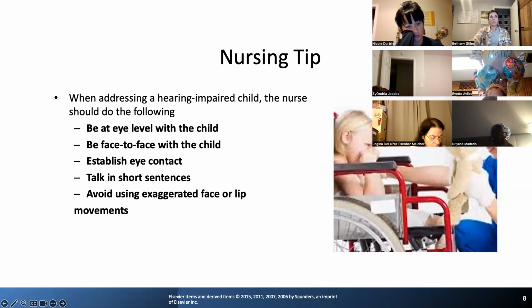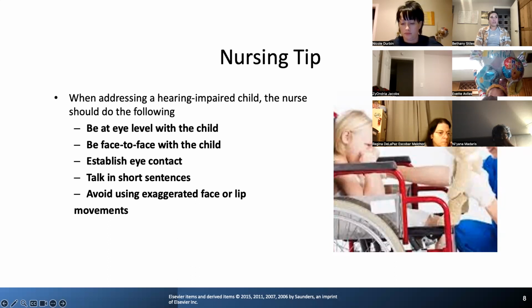Some things to keep in mind: we want to be eye level with the child and stay face to face with them so that they can read our lips if they need to. We want to establish eye contact before we start talking to them to make sure they're actually focused on us and can hear the message we're sending. And we should talk in short sentences. They're going to need some extra time to process, and the opportunity to ask you to repeat something if they need to.